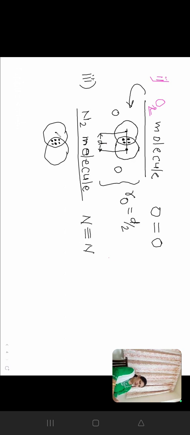Now again you have to measure the internuclear distance, and this is D. Internuclear distance is D. Therefore, r of N is equal to D by 2. So this is called the covalent radius.